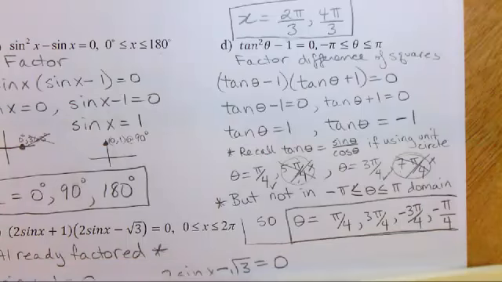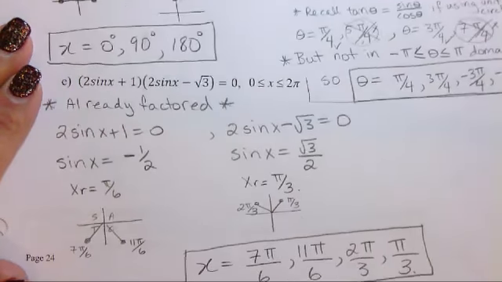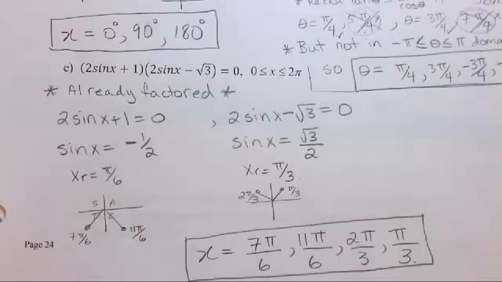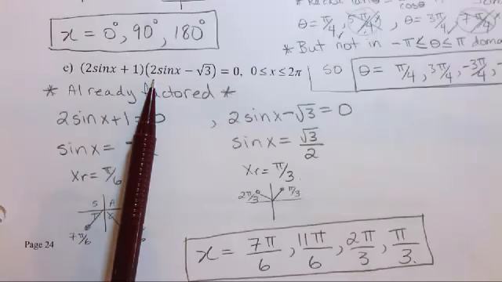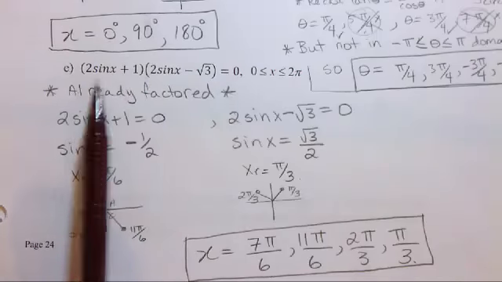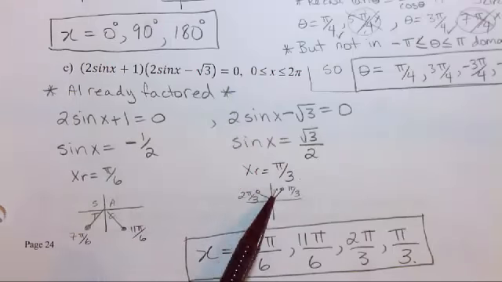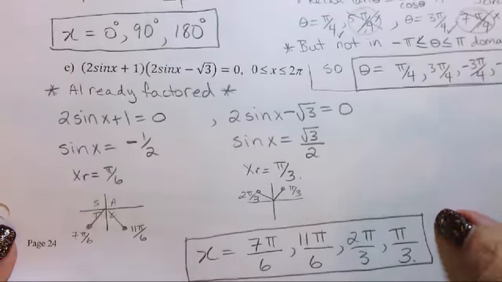Okay, so now this E is easier, I think, because it's already factored. Now, one kind of silly thing that people do when they are not paying attention is they won't notice that it's factored. Notice that it's factored. It's less work, folks. Set each bracket equal to 0 and then go about solving exactly as we did before. And there are your four angles that will satisfy the equation given in the specified domain.